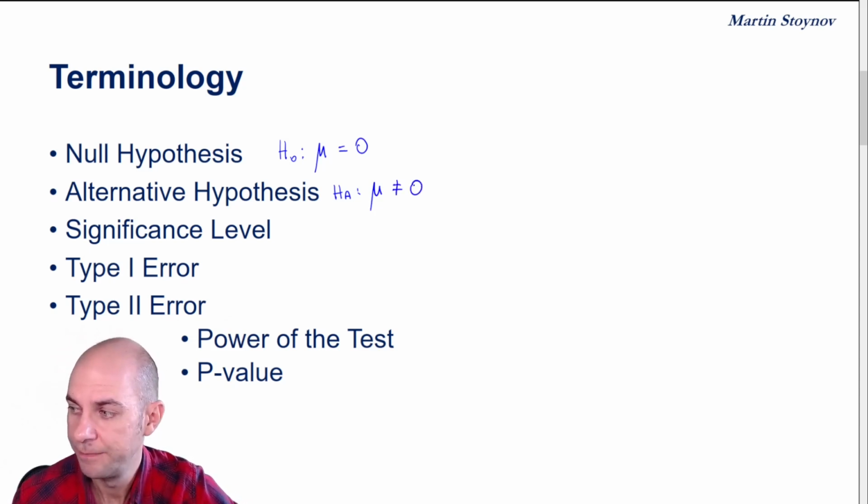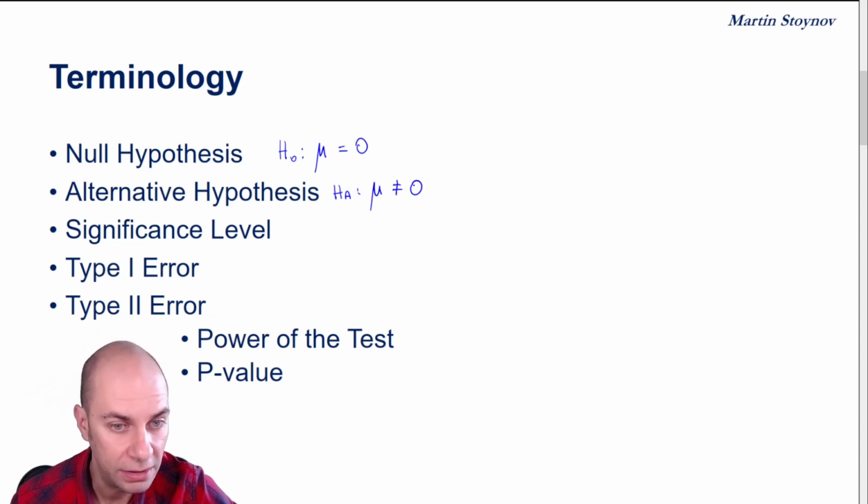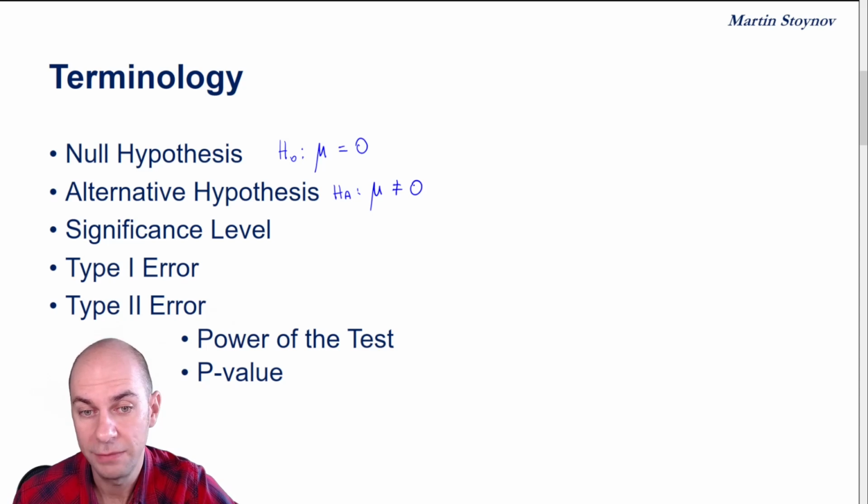So this would be an example of what's known as a two-tailed test, right? Because if I were to reject the null, I would be rejecting the null either if the mean is greater than 0 or if the mean is less than 0, right? So this is the first type of test we may have to perform, which is a two-tailed test.